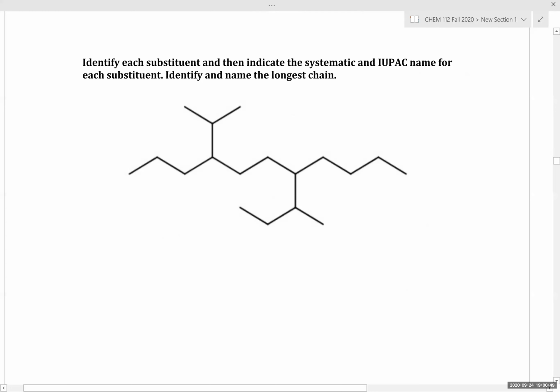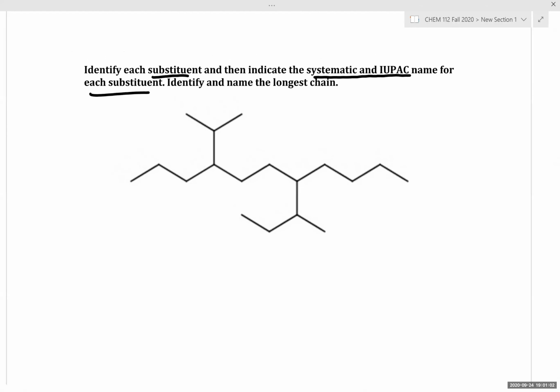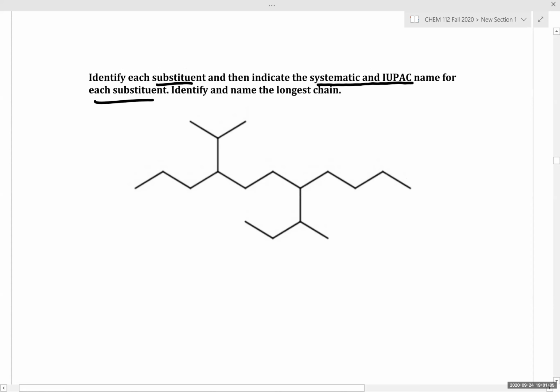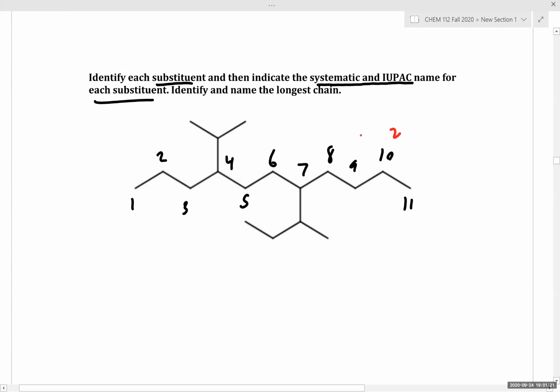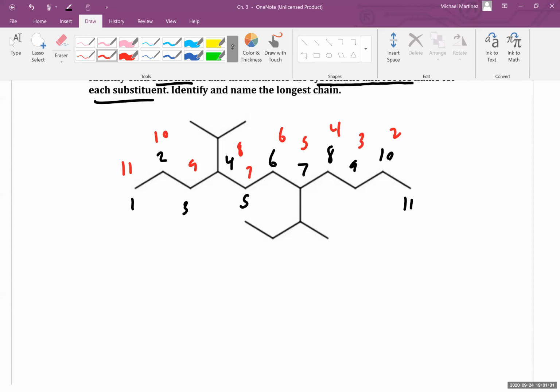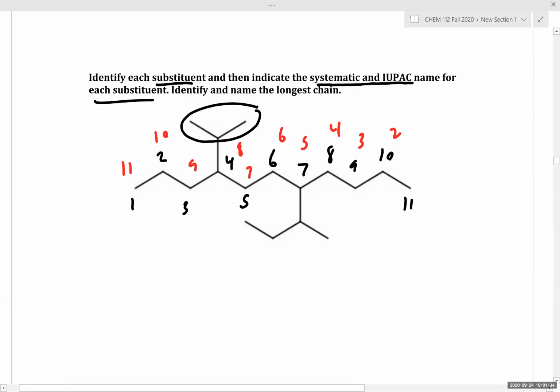So, let's apply what we've learned here and let's identify each substituent and indicate the systematic and IUPAC name for each substituent. Okay, so let's start off with the most straightforward part here. Let's number our carbons. 1, 2, 3, 4, 5, 6, 7, 8, 9, 10, 11. So another undecane chain. Okay. So now dissecting this side chain, what do we call this side chain?